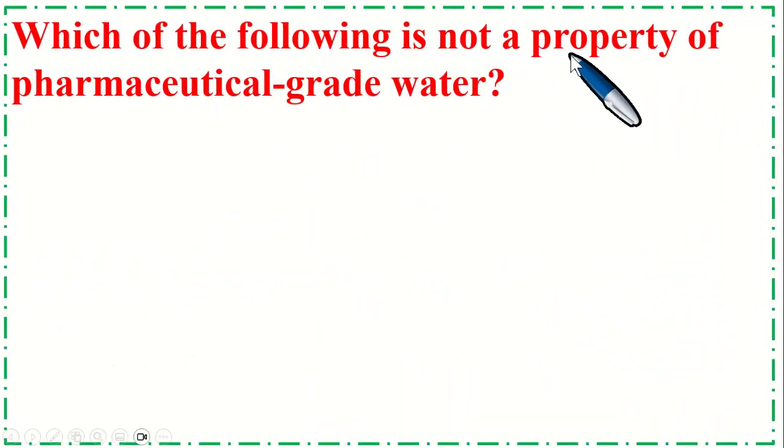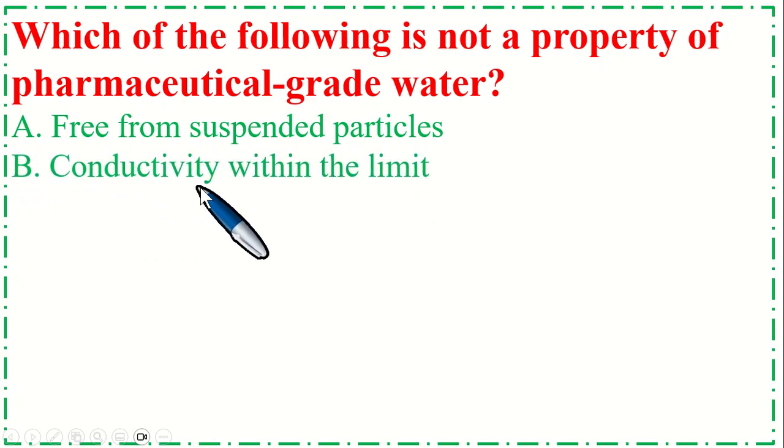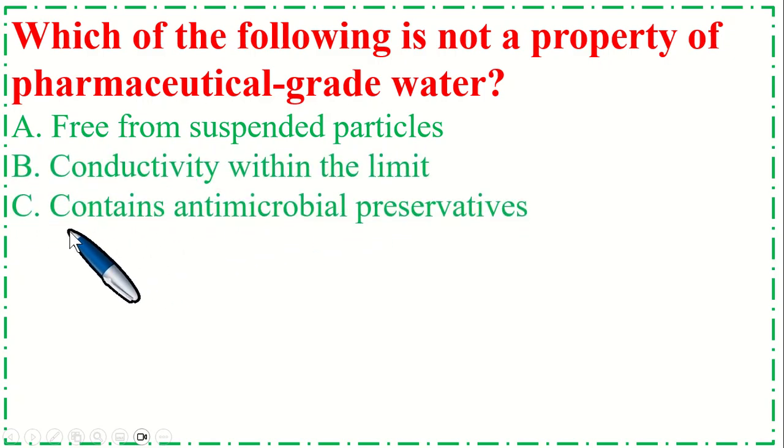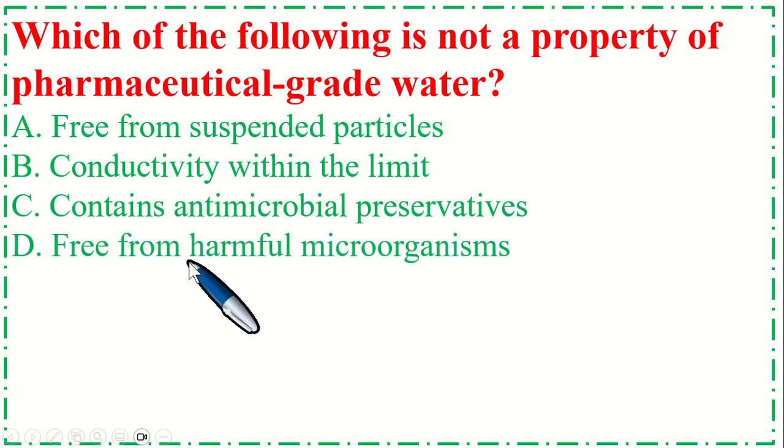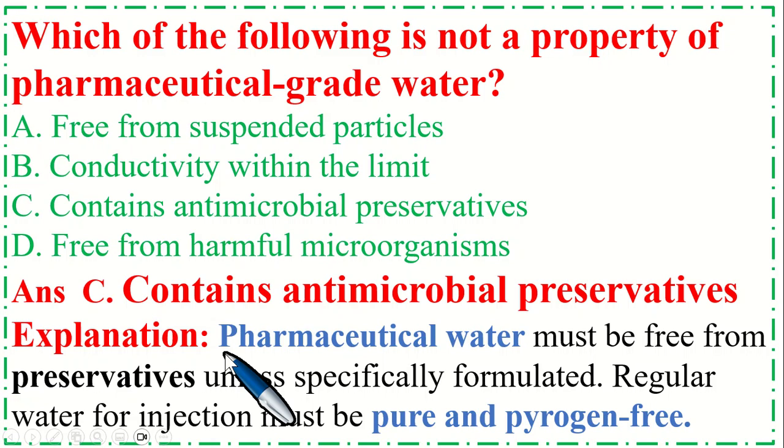Which of the following is not a property of pharmaceutical grade water? Option A, free from suspended particles. B, conductivity within the limit. C, containing antimicrobial preservatives. And option D, free from harmful microorganisms. So the correct option is C, contains antimicrobial preservatives. Explanation is, pharmaceutical water must be free from preservatives unless specifically formulated. Regular water for injection must be pure and pathogen free.